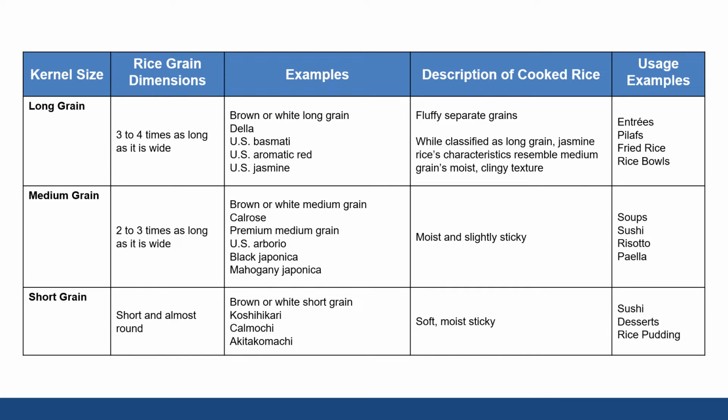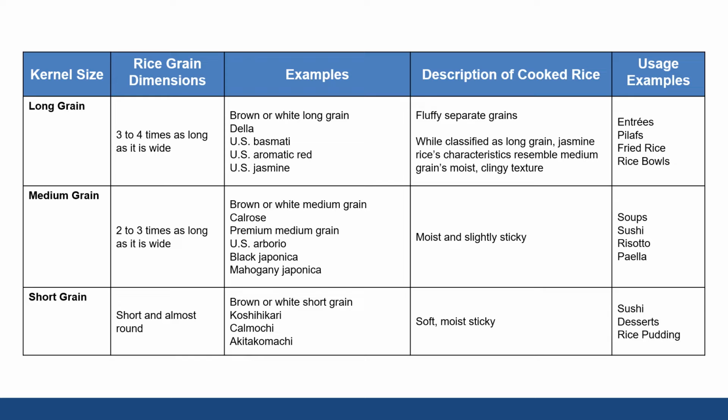Medium grain rice is 2 to 3 times as long as it is wide, and cooked medium grain kernels are moist and slightly sticky, making them perfect for soups, risotto, paella, and anything with a creamy consistency. Medium grain is often used in Italian cuisine and also rice snacks and confections. Examples of medium grain varieties include Calrose, southern medium grain, Arborio, and black japonica rice.